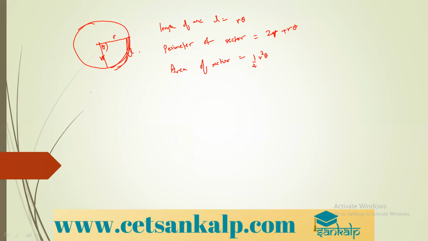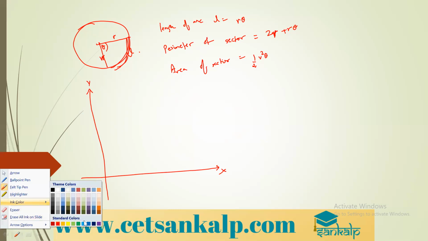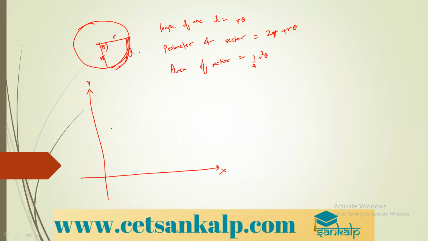Then we will learn a little about tangents and normals. For example, this is the x-axis, this is the y-axis. There is a curve. On the curve, there is a point x comma y. Now, at x comma y, if I draw a tangent, the tangent makes angle psi with the x-axis. And just passing through P, perpendicular to this tangent, there is a normal. This is called the normal.